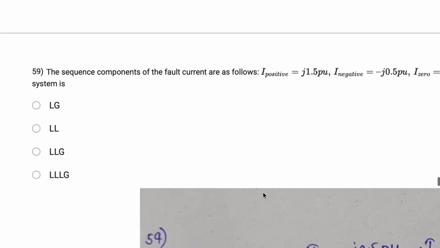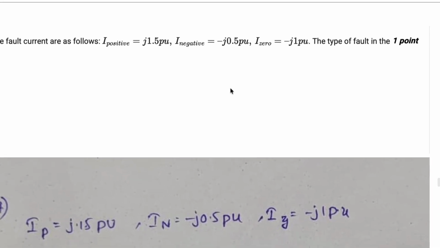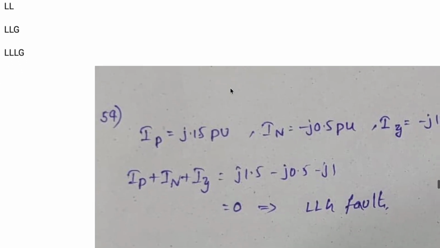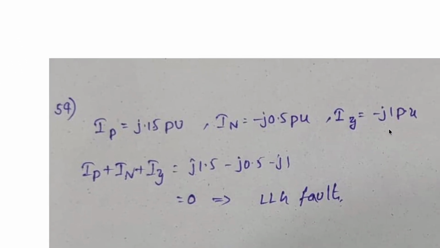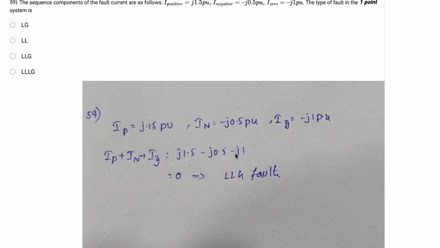The next question is about sequence components. He has given the positive, negative and zero sequence components and is asking the type of fault in the system. Here every component is independent, and no two are equal, so it is not a ground fault. By adding every component, we get 0, which is the shortcut for an LLG fault.